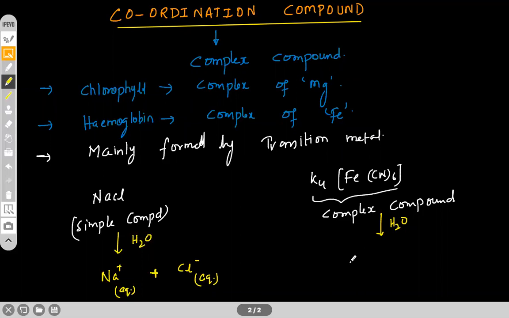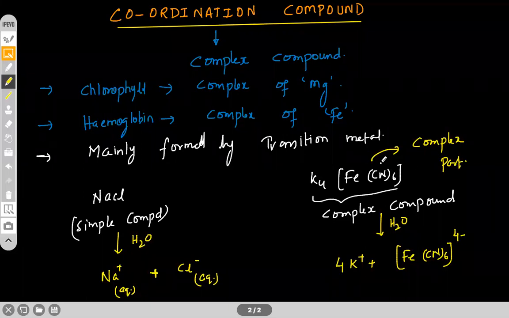Here, if you put this into water, then this also dissociates. It dissociates into 4K+ and [Fe(CN)6]4-. So this part, the portion here in the square bracket, we call it the complex part. And this makes the entire difference in the two examples we have.